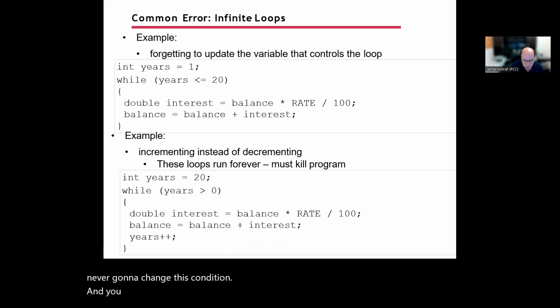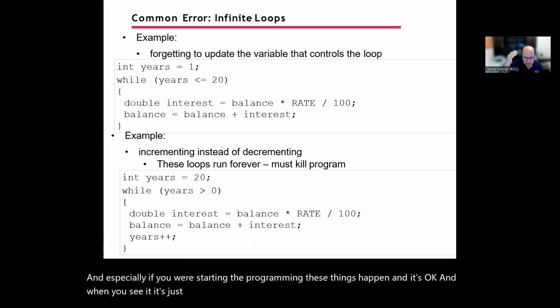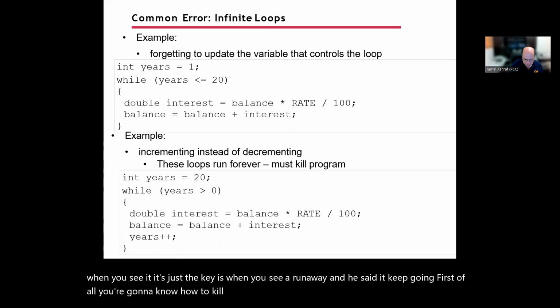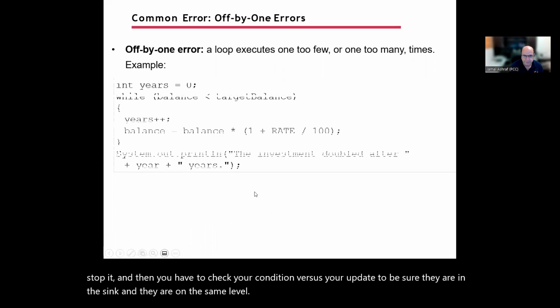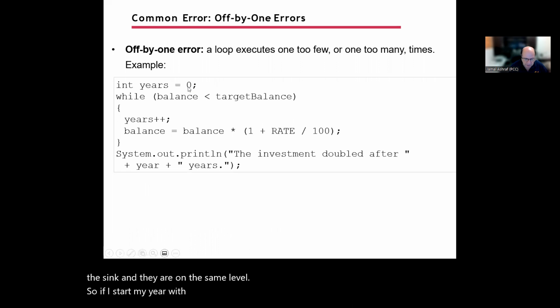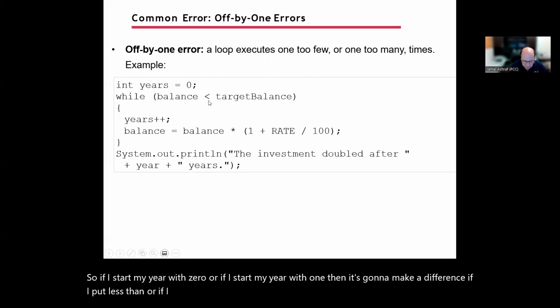And, you know, especially if you start in programming, these things happen and it's okay. The key is when you see a runaway program that's going to keep going, first of all, you need to know how to kill the program. Most IDEs are going to give you that option to stop it. And then you have to check your condition versus your update to be sure they are in sync and at the same level. So if I start my year with 0, or if I start my year with 1, it's going to make a difference. If I put less than, or less than or equal, it's going to make a difference.